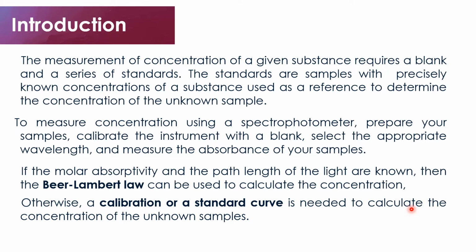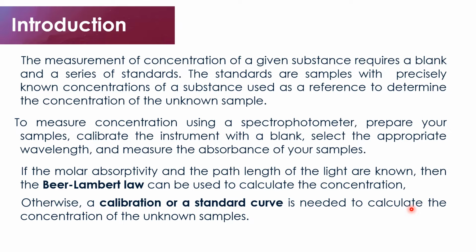And to measure the concentration of the unknown sample using the spectrophotometer, the first thing to do is to prepare your samples. The next thing is to calibrate the instrument with your blank. The next is to select the appropriate wavelength from your standard operation procedure. The next thing is to measure the absorbance of your samples. And the final thing is to calculate or determine the concentration of the unknown sample, either by using the Beer-Lambert's law or a calibration curve or a standard curve.